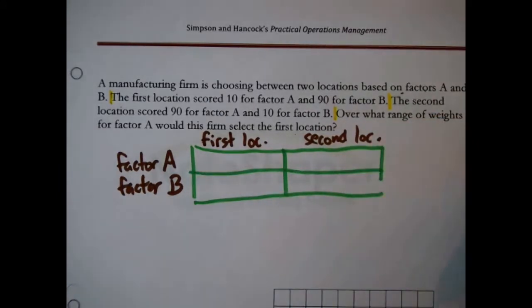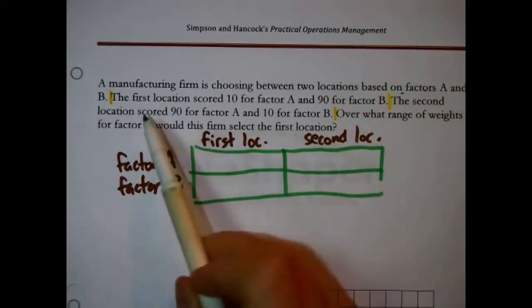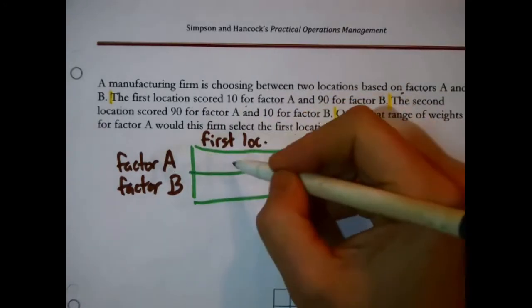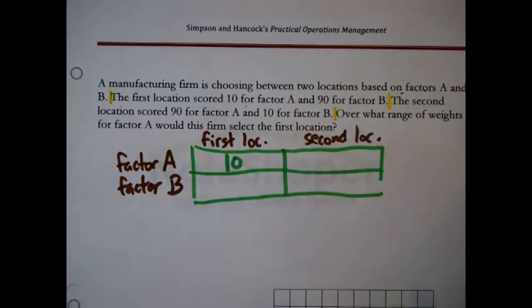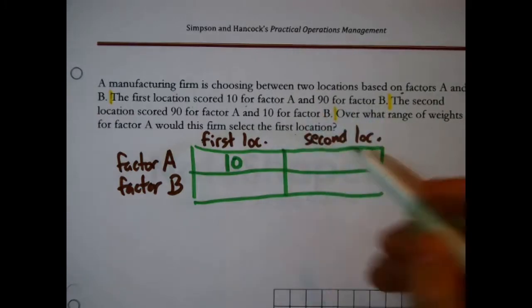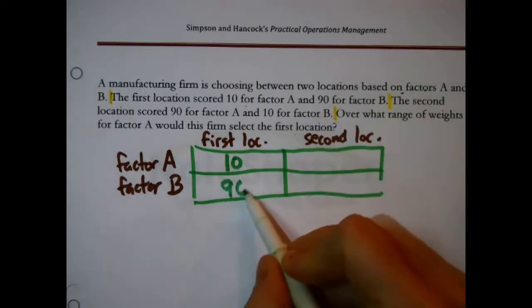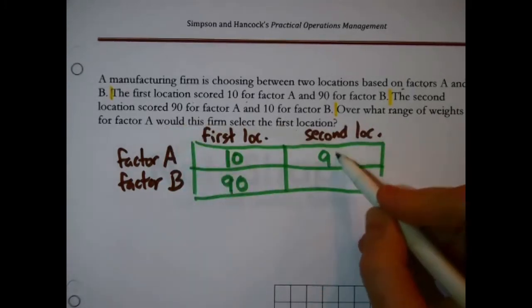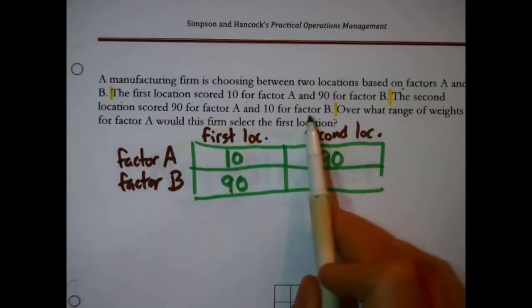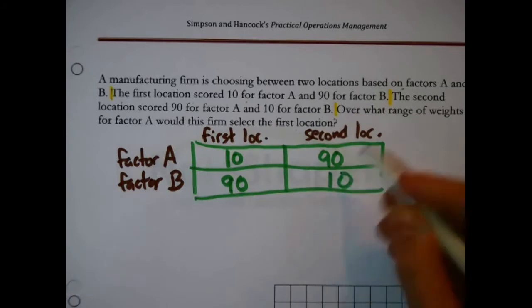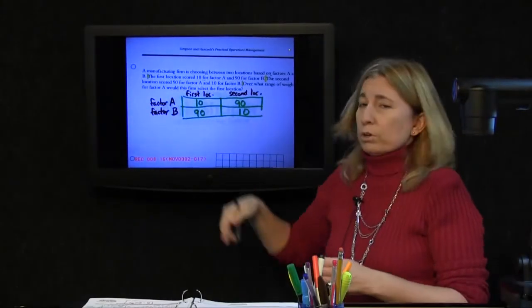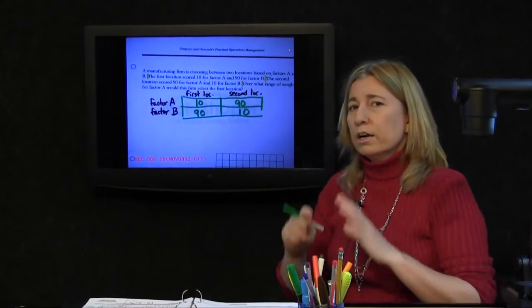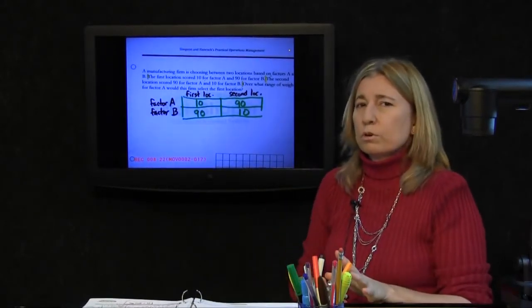Because what am I told? The first location scored 10 for factor A. Factor A, first location, 10. And 90 for factor B. The second location scored 90 for factor A and 10 for factor B. Now, the only thing I did here was I just organized the information that we were given in two sentences. All right, I find this a lot easier to work with.